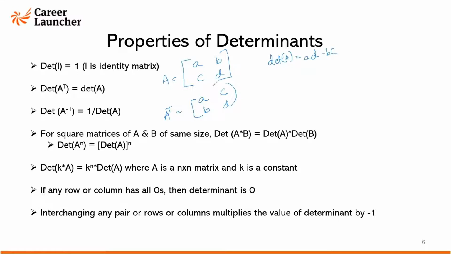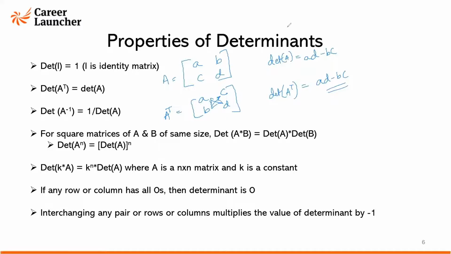Basically, your columns will be shifted to rows and rows will become columns. So your determinant of A transpose, if you write, is again the product of these two minus the product of these two. So you will again get the same answer. You can try this for a 3 by 3 matrix also, it does not change. So the determinant of a particular matrix is the same as the determinant of the matrix's transpose.